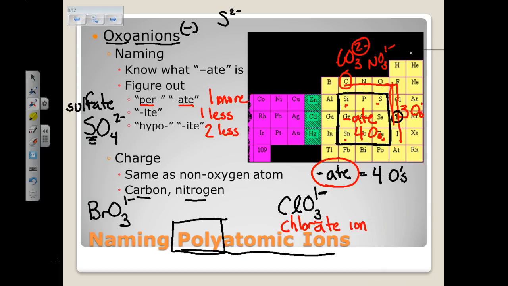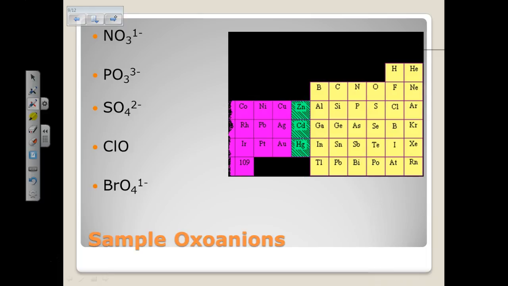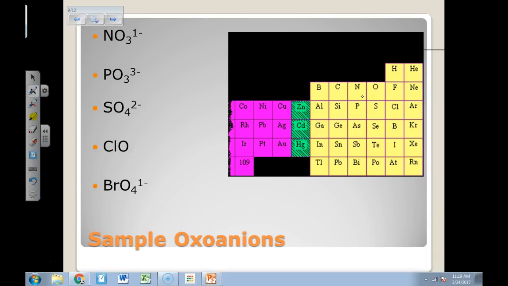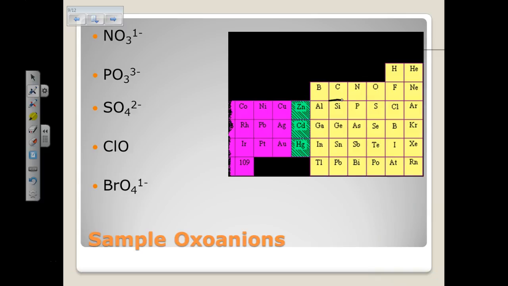So there's a couple of ways that you can figure that out. There are also some samples. This is good. Sample naming oxoanions. So I'm going to draw the box. If I were you, I would try to name these things and see if you can do it on your own, and then see if you're right.